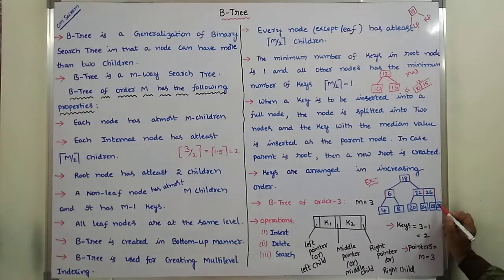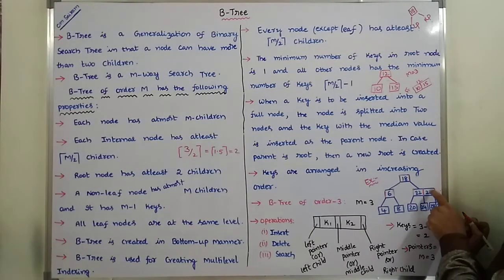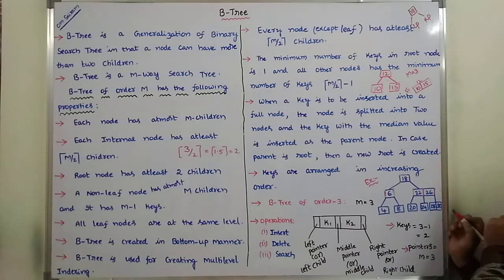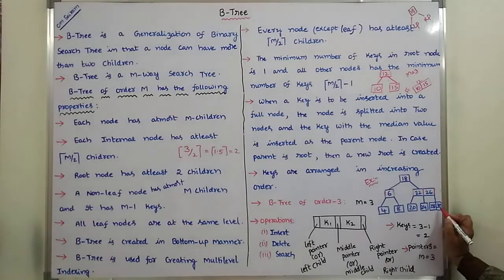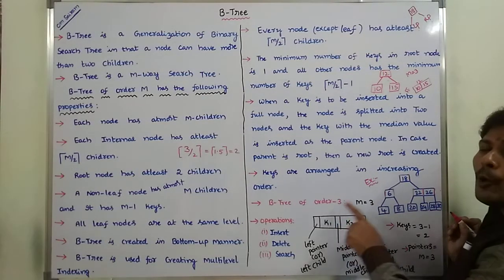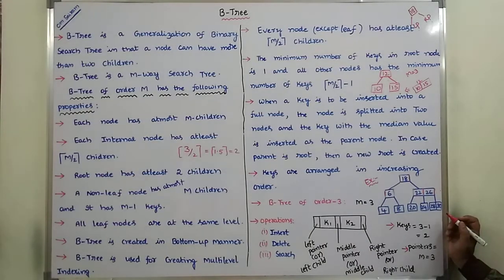Next one, here 26 is there. 28 and 30 are greater than 26. So go to the right pointer and create a node. First 28 is inserted. Next 30 is compared with 26. It is greater than 26. Go to the right pointer. Here 28 is there. 30 is compared with 28. 30 is greater than 28. Now 30 is inserted.